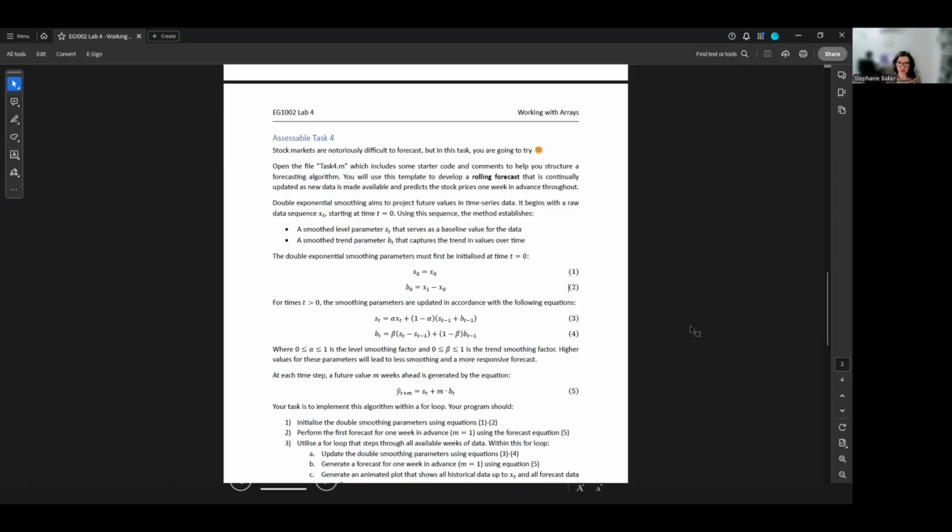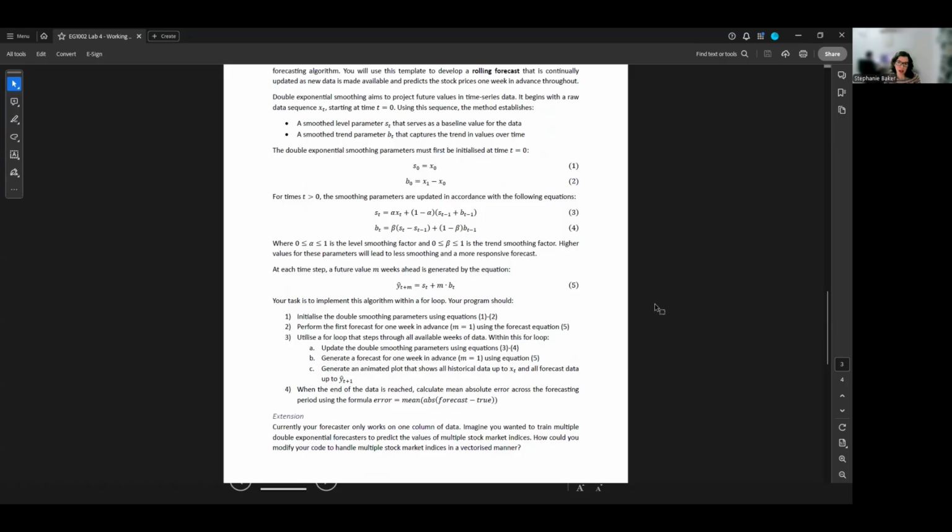So a heavier weighting, a higher level of alpha, would lead to, or actually for both of them, would lead to more weight on recent observations and therefore a more responsive forecast. Lower weightings would be the opposite. So it's a trade-off as to the sort of data you're working with as to whether that's going to be useful or not. Then the last piece of the puzzle is the forecast itself.